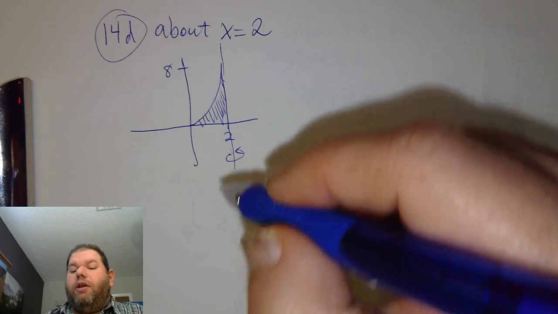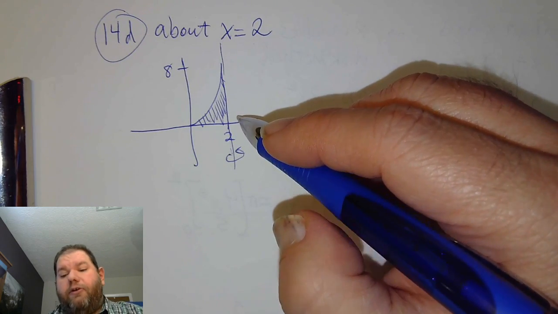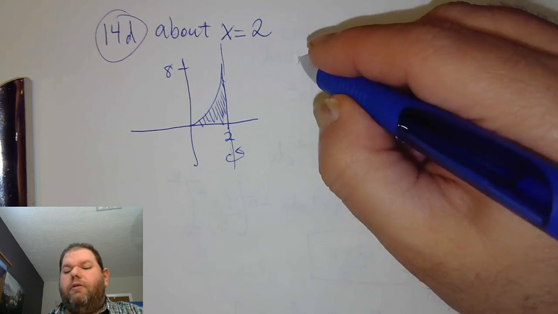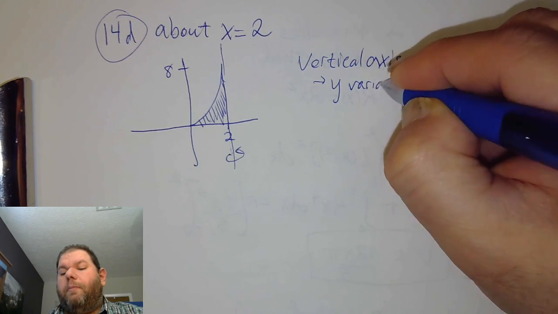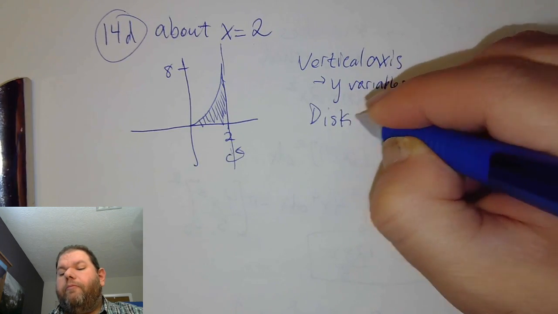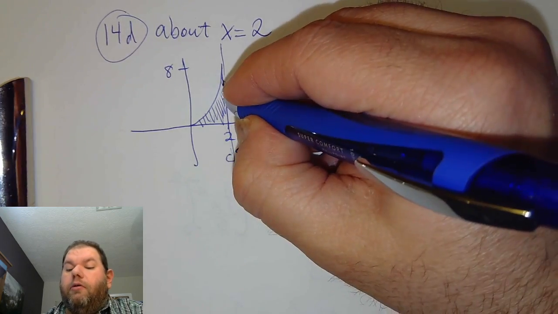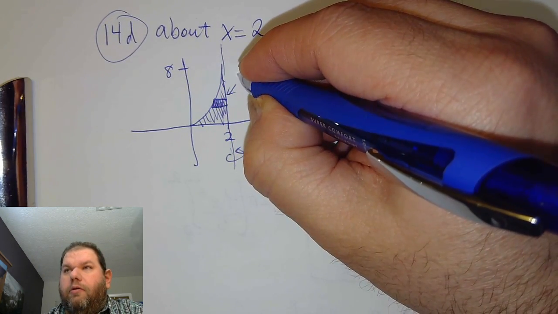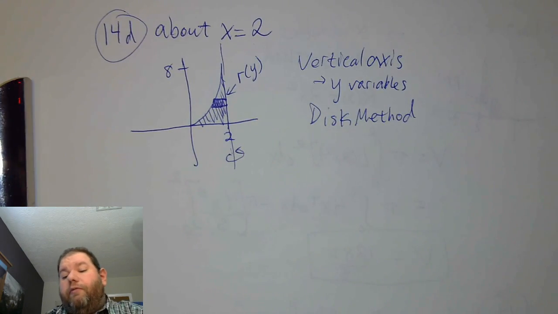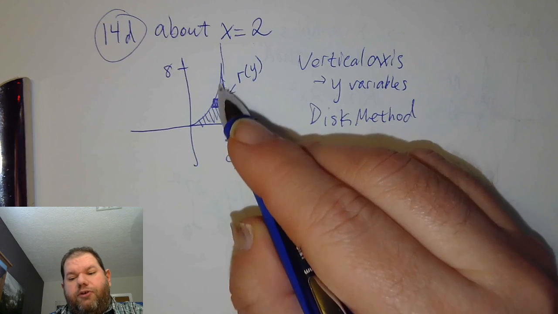Disk, right? The shaded area is completely connected to the axis of revolution, and we would use y variables, right? Because now we have a vertical axis. So there's our radius. We know it's going to be a function of y, and it goes from the axis of revolution to the farthest side of the shaded region, which is now this curve again.